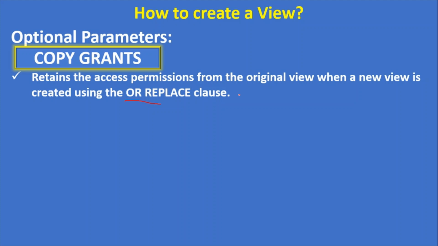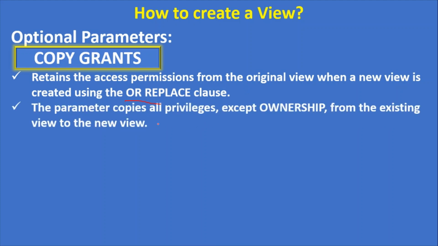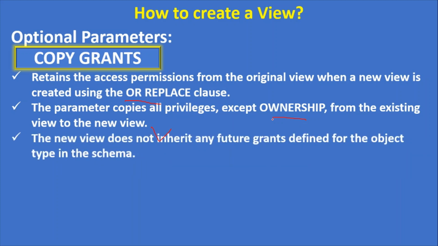So if you want to retain those grants, then you have to use the copy grants clause along with your view definition. This copy grants you can use for a table or any other objects like function, procedure, like that. The copy grants parameter copies all privileges except ownership from the existing view to the new view. See, why the ownership? Who will have the ownership role? The owner of that view only. That's why by default it will come in here.